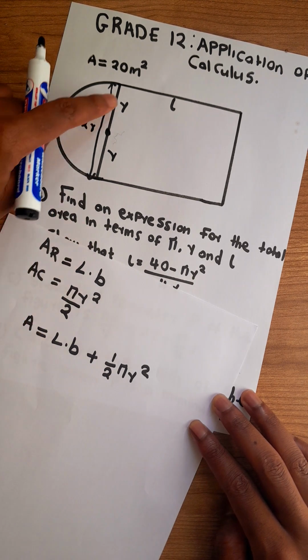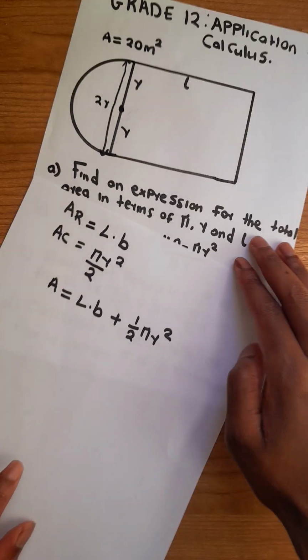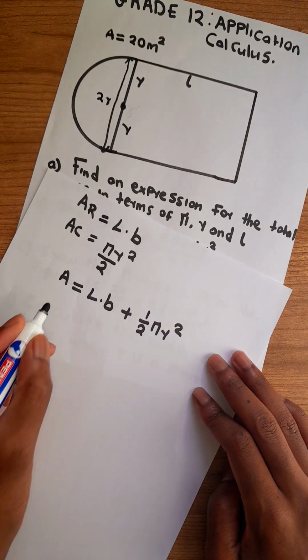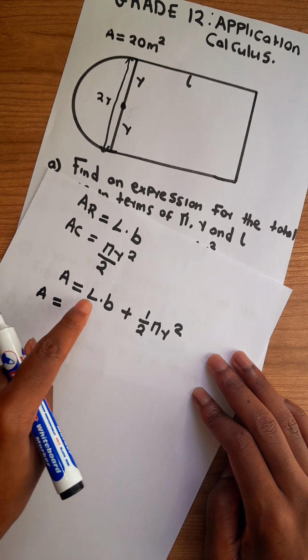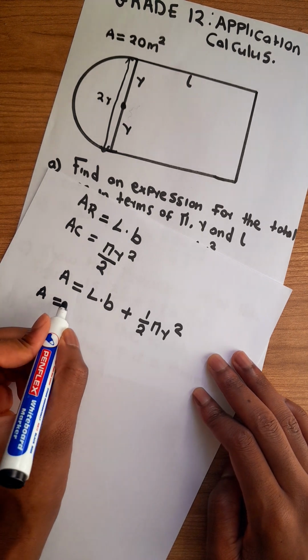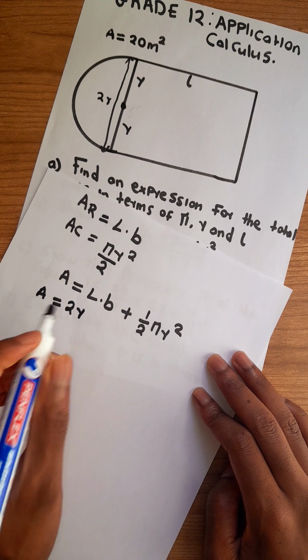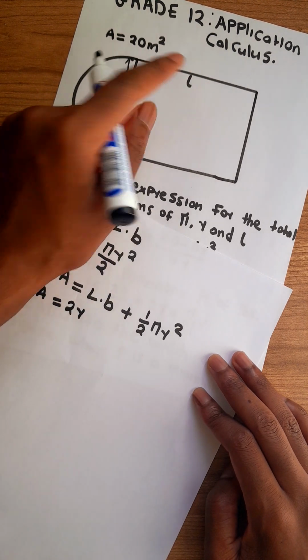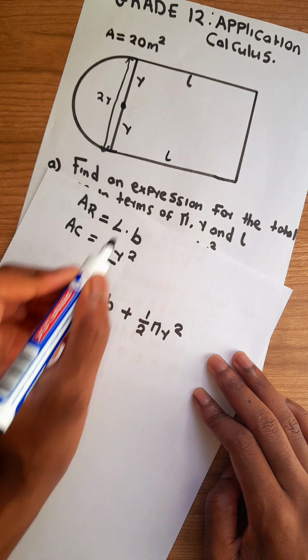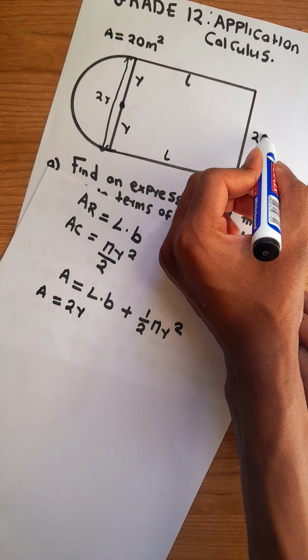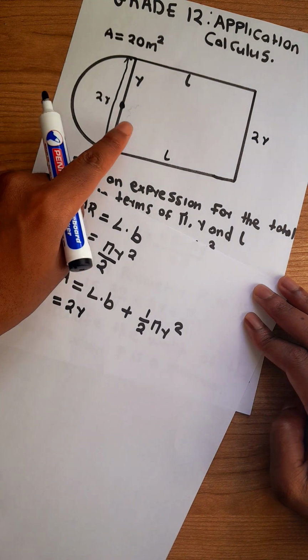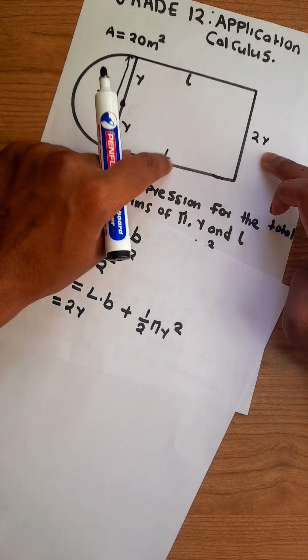I'm just going to add this 2. So what I end up having is, I know that my area is going to be, what is my length? Let me just say my length is 2r. And then what is my base? Let's just say my base is going to be l, because we also know this side is also going to be l. And we also know this side is going to be 2r, right? So this side is 2r, this side is 2r, this side is l, this side is l.